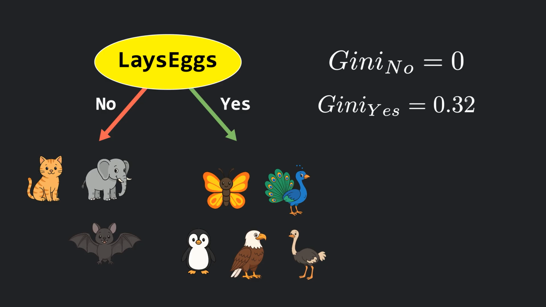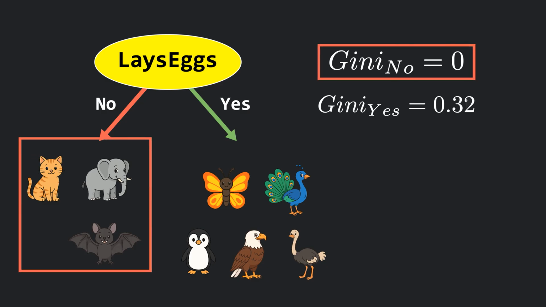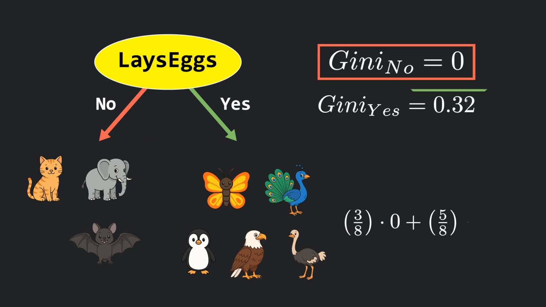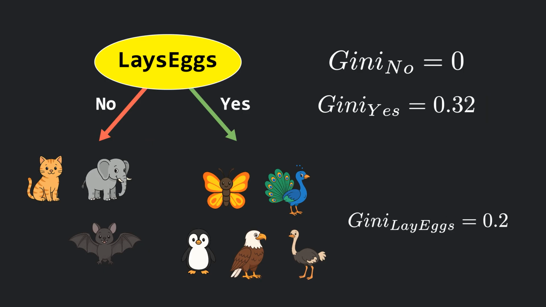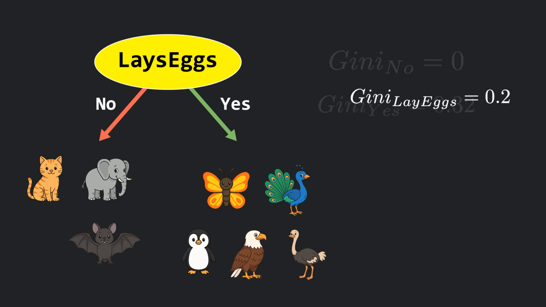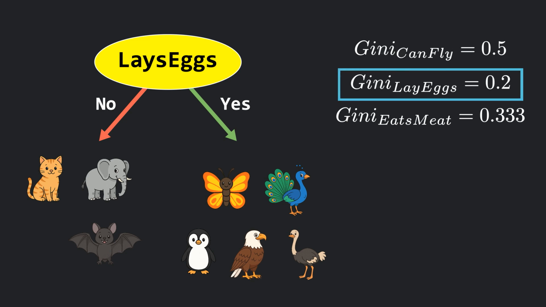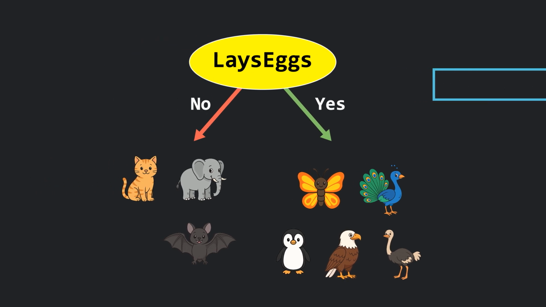Taking the weighted Gini, 3 out of 8 on the no side and 5 out of 8 on the yes side, the overall Gini for this feature comes out to 0.2, which is a big improvement over the previous one and over the whole dataset. Now, if you calculate the same for eats meat, the overall Gini comes out to 0.375. So, out of all 3 features, lays eggs gives the best split with minimum misclassifications. And we will choose that as the root node.